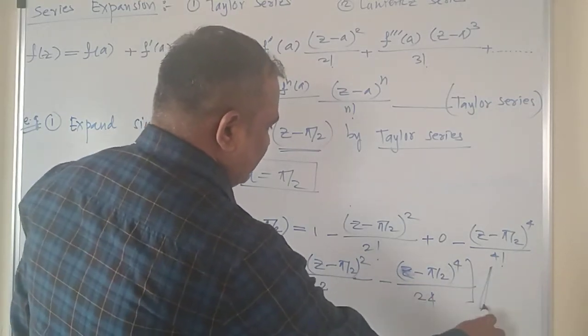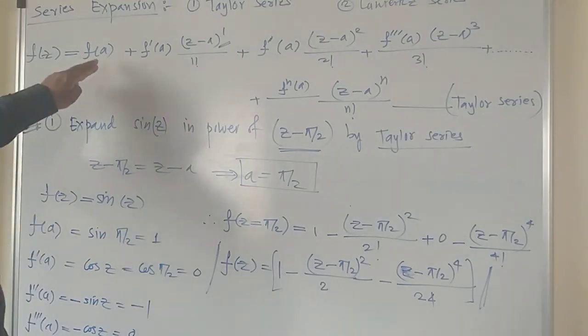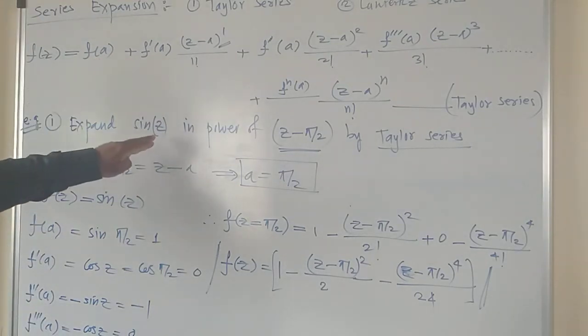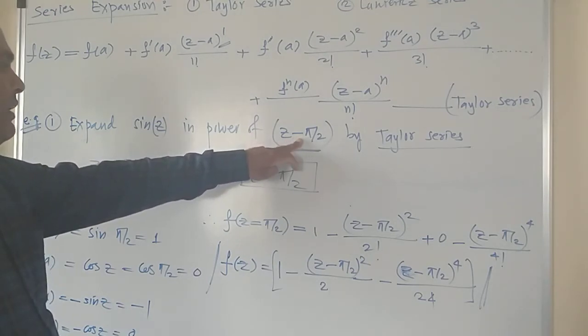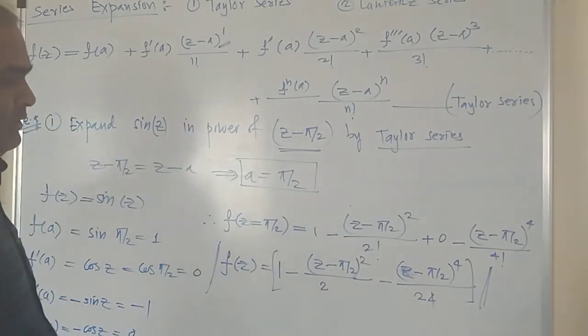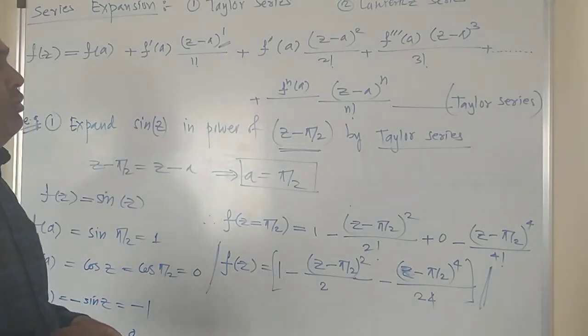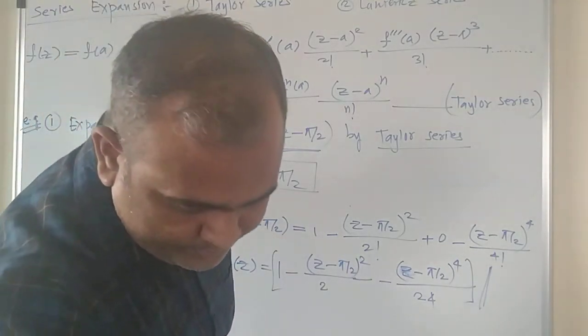So this is the series expansion of the Taylor series around z equals pi by 2 of sine z, right? So I hope you have understood this problem. Let us solve one more problem based on the same.